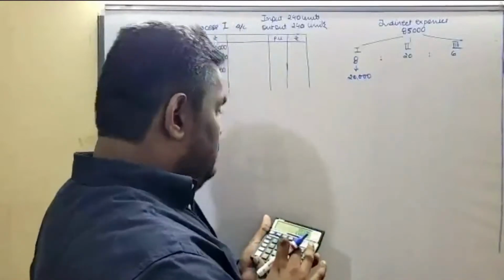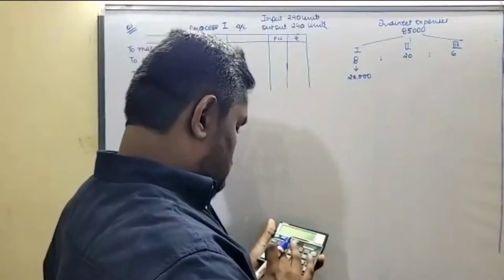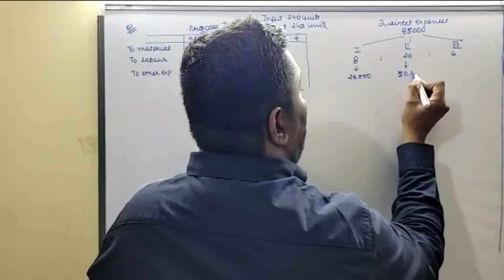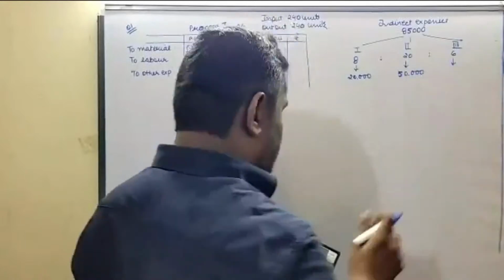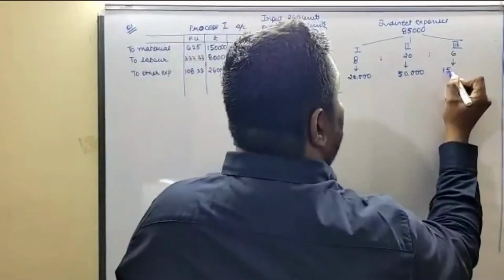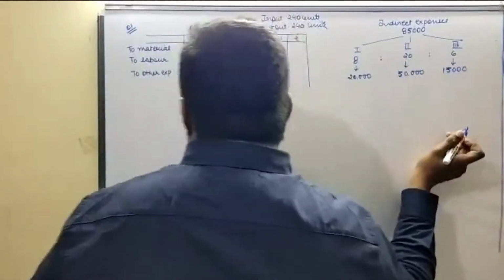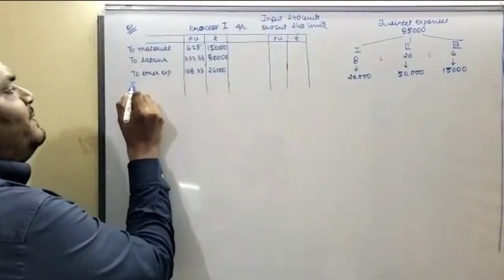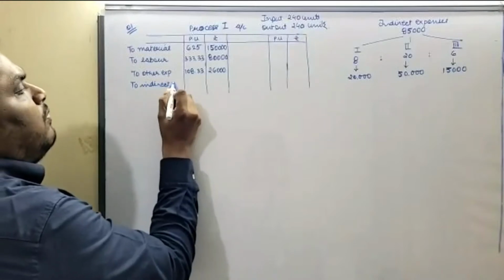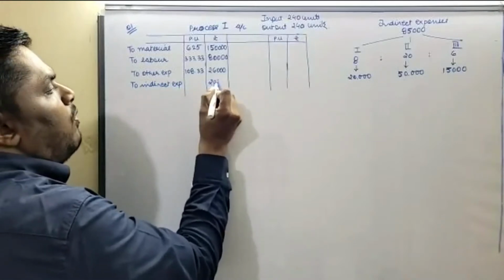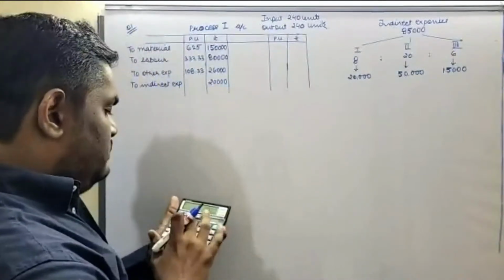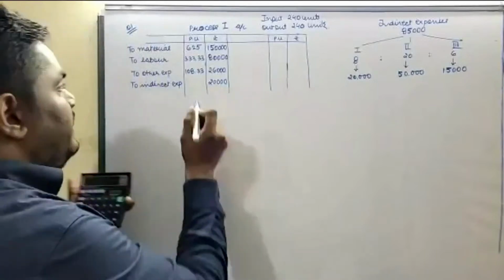This will be 20,000. This will be 50,000. This will be 15,000. So indirect expenses in process first account will be 20,000. 20,000 divided by 240 will be 83.3.